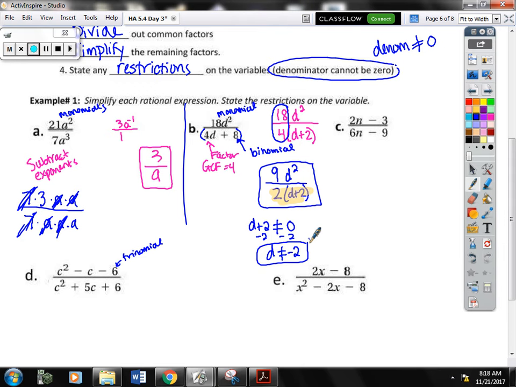Back here, the denominator was just a, so our restriction would have just been a cannot be 0. Just whatever's in the denominator. The numerator can be anything it wants, it's just that denominator.